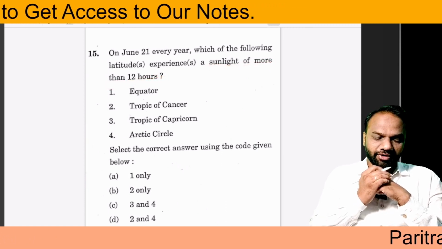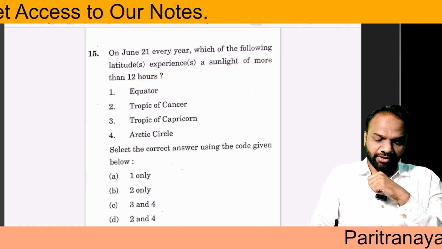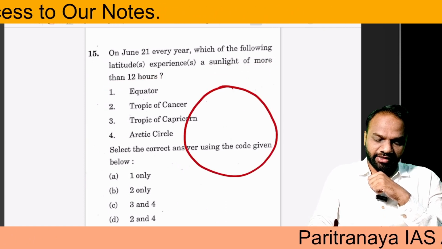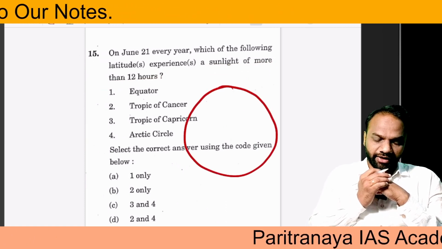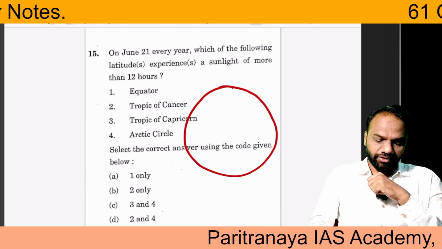Next, on June 21 every year, which of the following latitudes experiences sunlight of more than 12 hours? So again, this is an easy question. If you have understood the concept, then we can easily answer it.